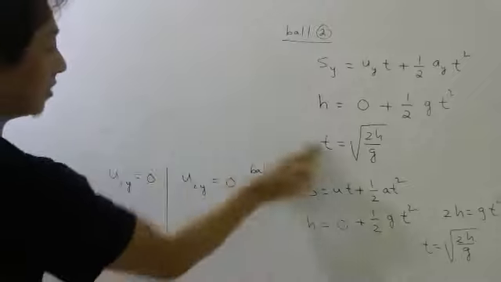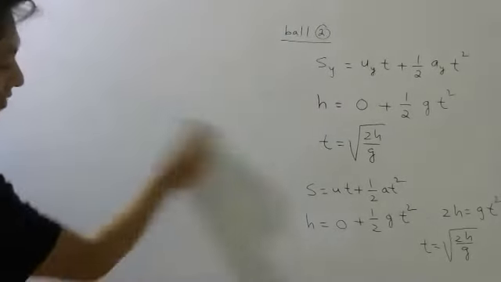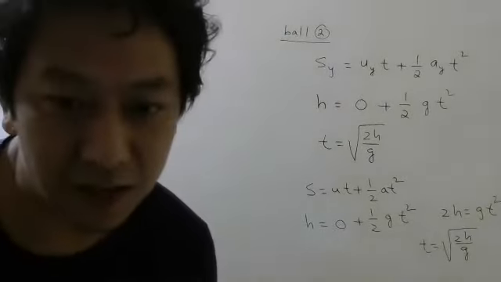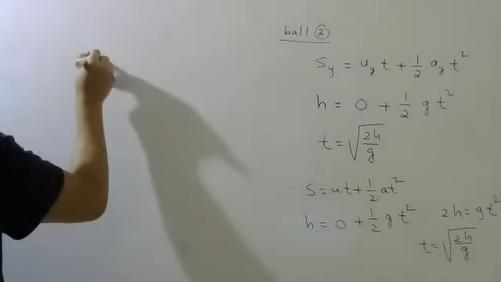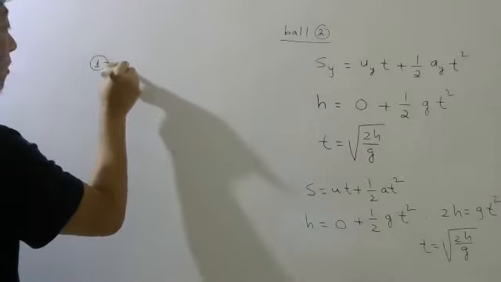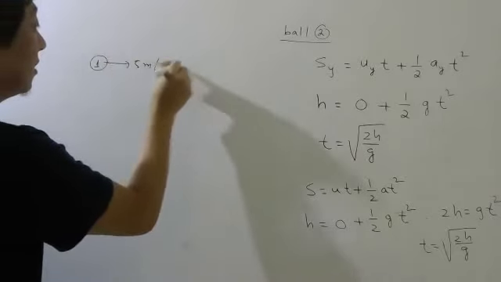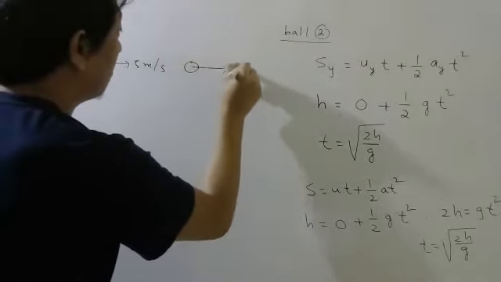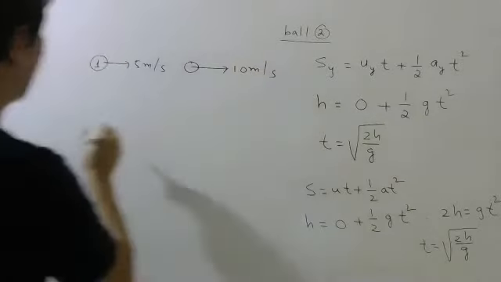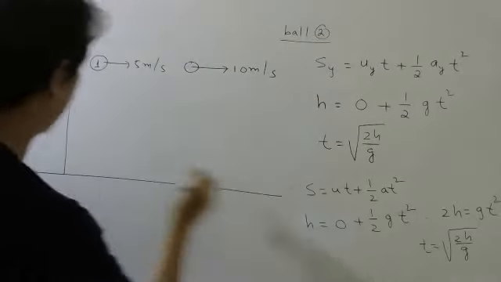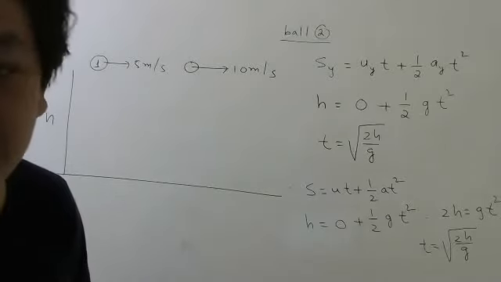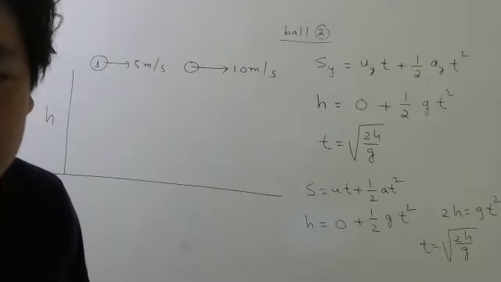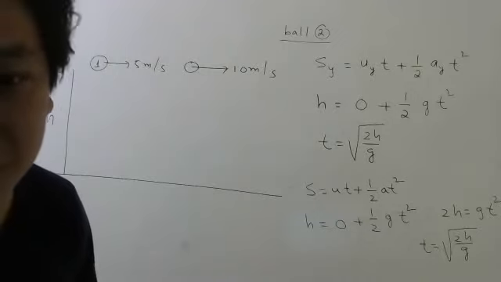Answer this question now. It came in many exams, NEET exams also, JEE exams also. Okay, look here. Suppose ball number 1 is thrown with 5 meters per second. Ball number 2 is thrown with 10 meters per second from the same height. Which will reach the ground first? If I throw them at the same time, which will reach the ground first?